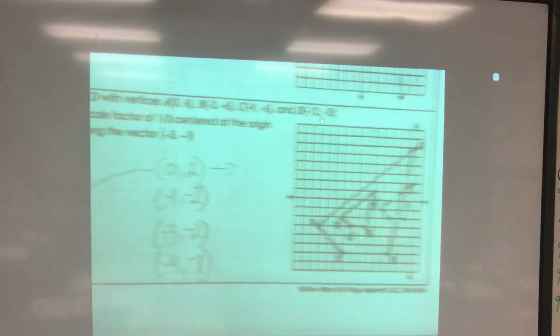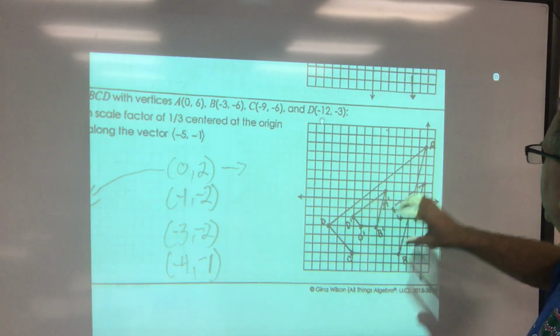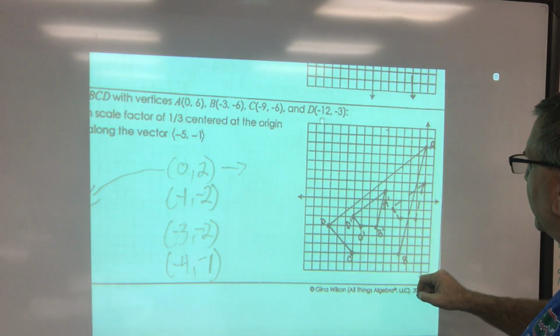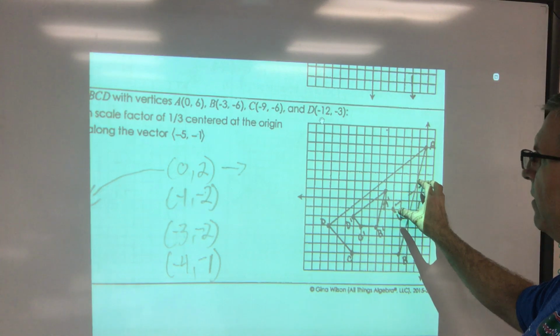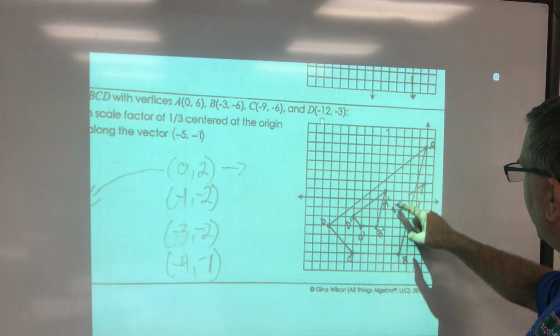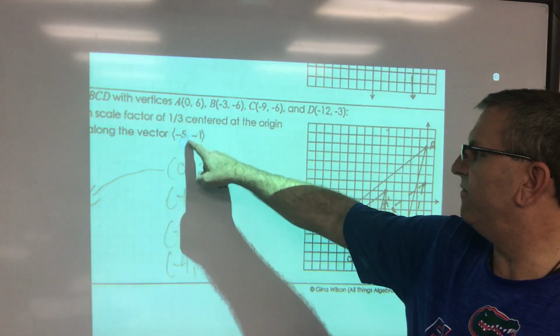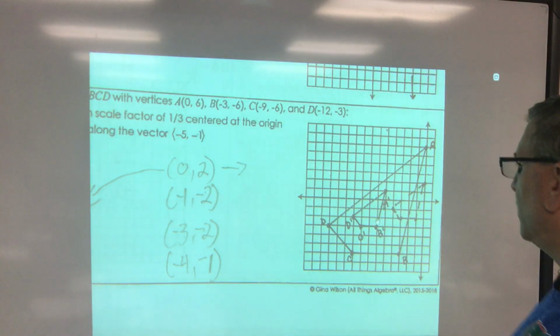And then this is what it should look like, to where I followed the rule. Here's my image. I dilate it around the origin by 1/3, so it's 1/3 of its size, and that's this part. Then I follow the vector here, and here are my 4 points.